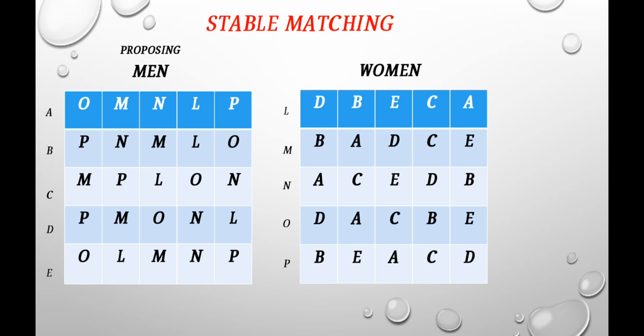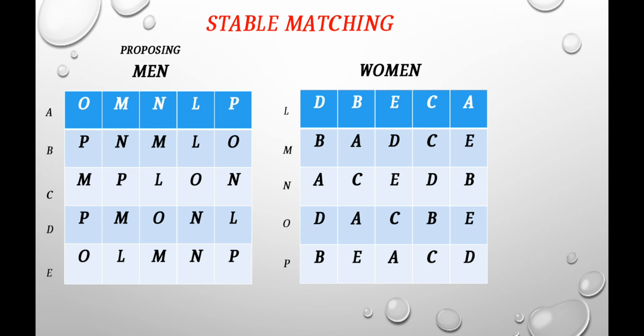So she rejects D. I already told in the previous video, there are three conditions. If a woman is free, then she can accept the man who is proposing. If she is already engaged with any man, she can reject the current option unless it is a better option. If the current option is better than the previous option, then she can reject the previous one and accept the current one. If it is worse than the previous, then she can reject it. So this is the algorithm.